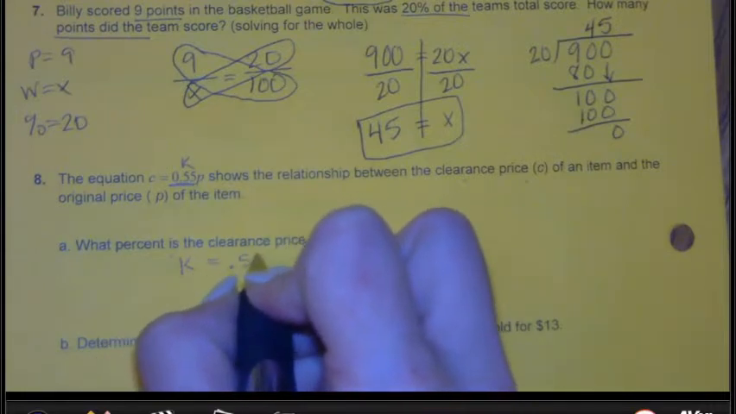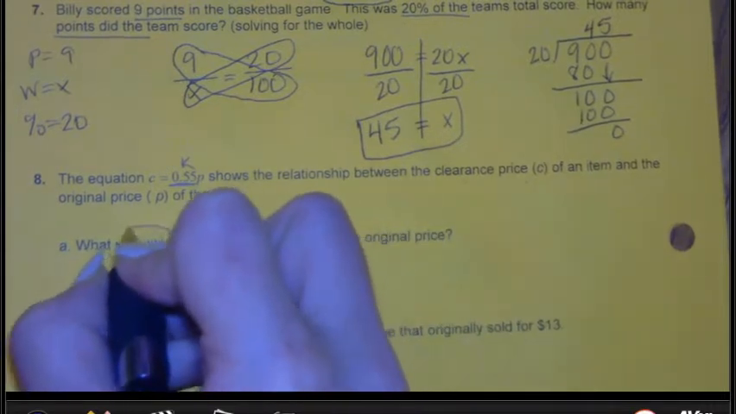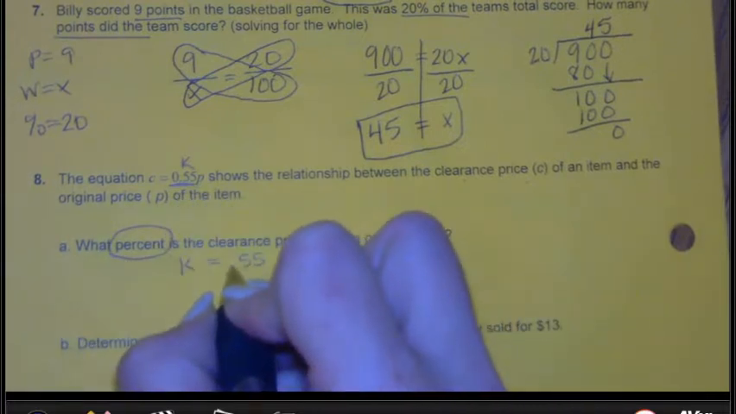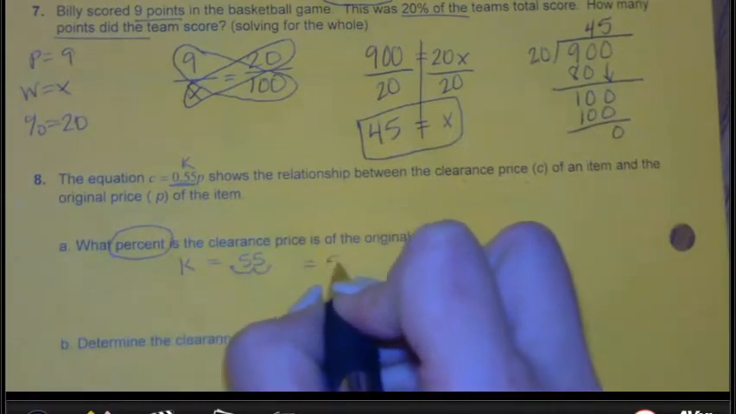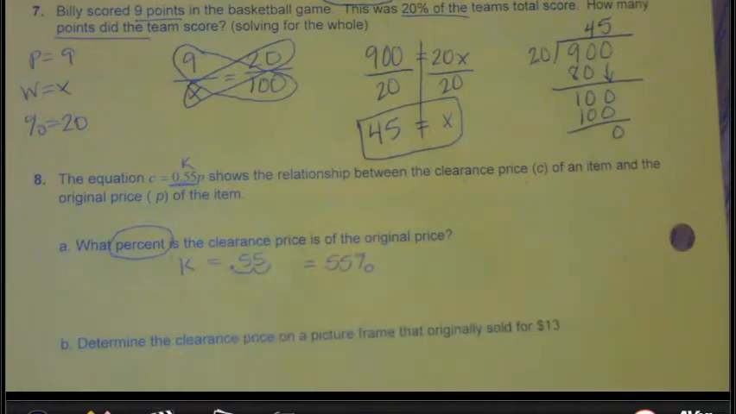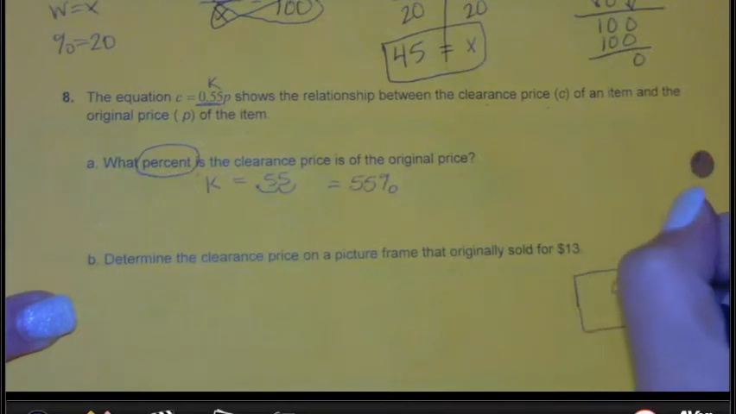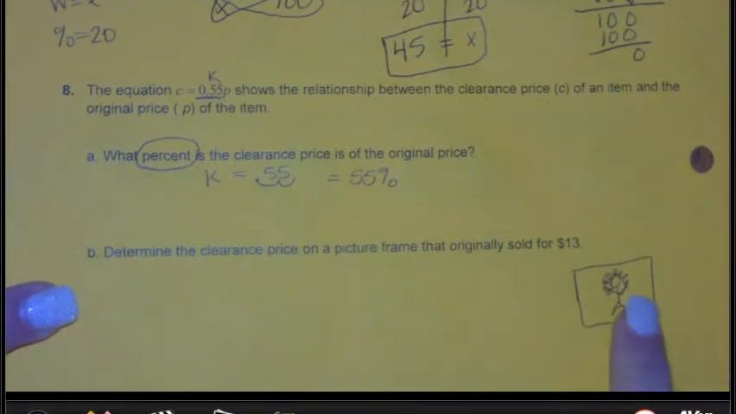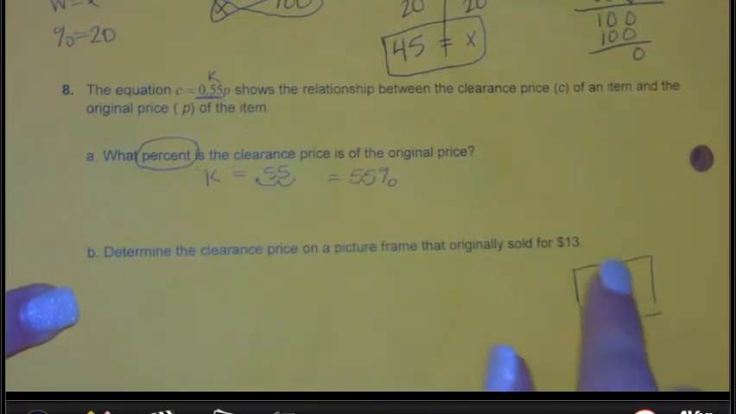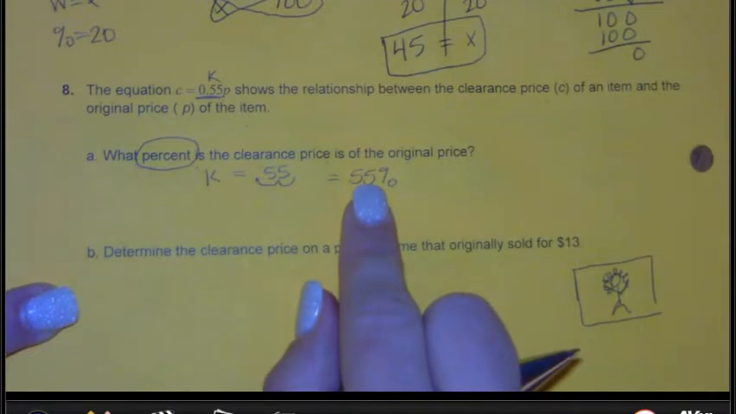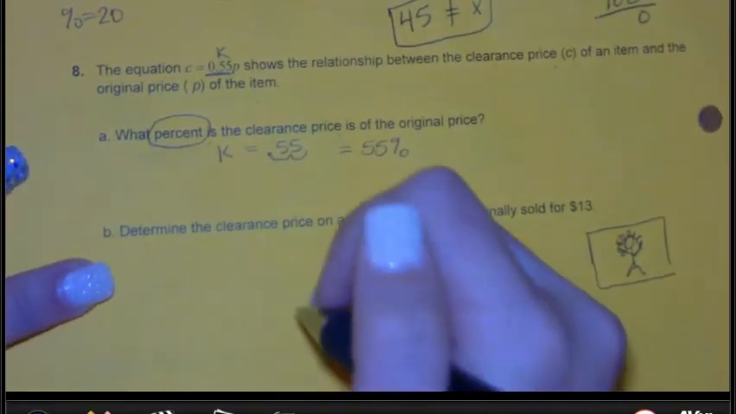Well, K is equal to 0.55, but I want to know the percentage of that, so I need to move my decimal 2 times to the right, which is 55%. Okay? So determine the clearance price on a picture frame that is originally sold for $13. So if I take a picture frame, this beautiful little picture frame with my pretty little face here. All right? If I take this picture frame and it's $13, but it's on sale for 55% off, how much is the picture frame? Okay?